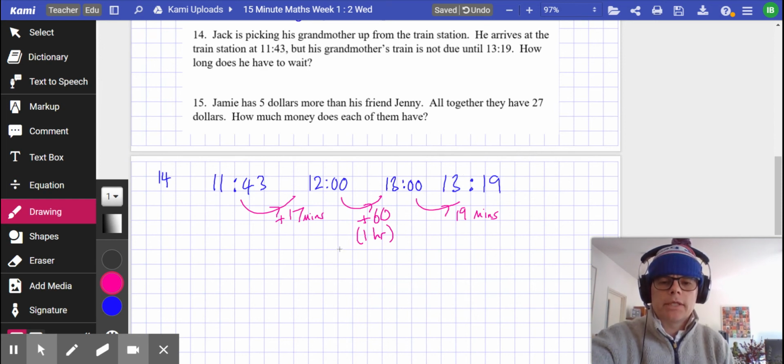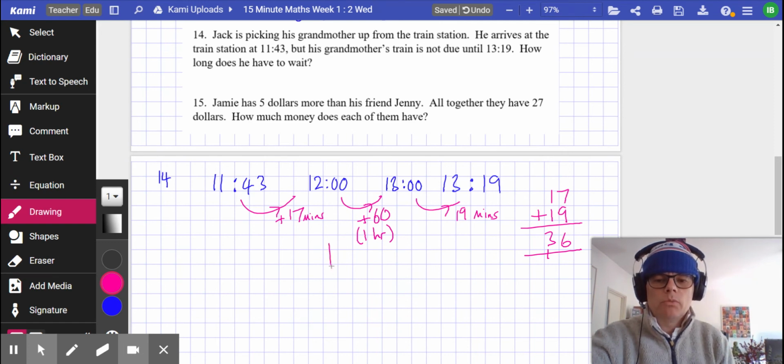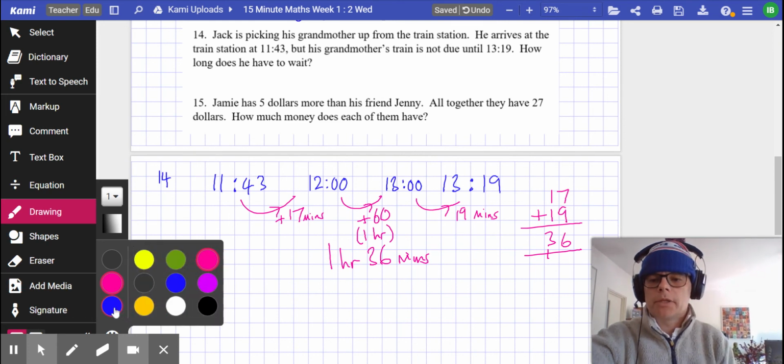And if we do that all together, you can see it's going to be 1 hour and 17 plus 19. If you need to do a little bit of working, 17 plus 19, 9 plus 7 is 16, 36. Somebody could do that in their head, maybe 17 plus 19, always good to add 20 and then subtract 1. So 36 minutes. So my final answer would be 1 hour, 36 minutes wait. So he's got quite a long wait. He made sure he was early. And why wouldn't you? For your grandmother, you should be on time to pick up your grandmother from the station.